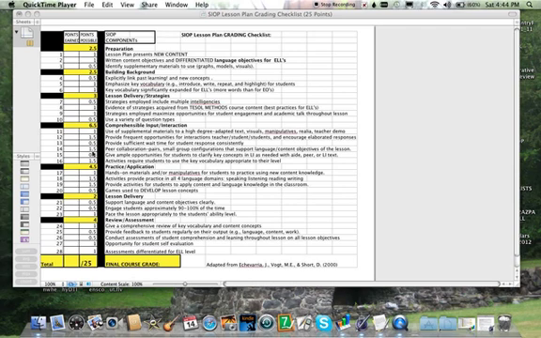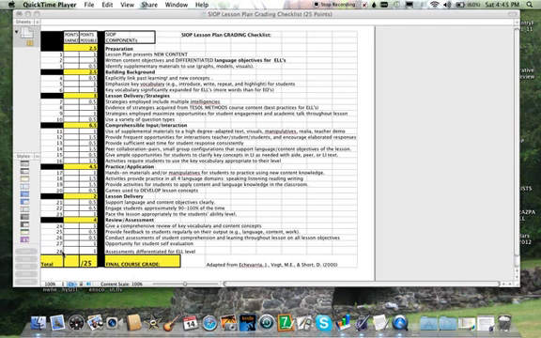And the total number of points is 25. The total number of elements that need to be present in the lesson, that you will be evaluating your lesson for, is 28 specific elements.